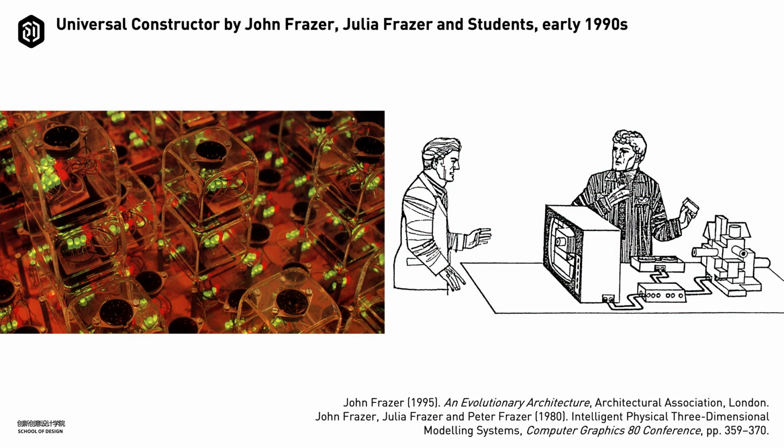And finally, this project, maybe you have also seen before. It was done in the early 1990s at the AA in London by Julia and John Frazer together with students. It's called the Universal Constructor. The Universal Constructor is the most abstract of these models. It just says architecture is a logical state in space and time. With that, you can model anything. It is universal, that's why the name Universal Constructor.